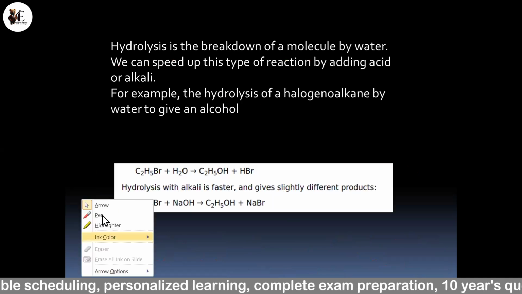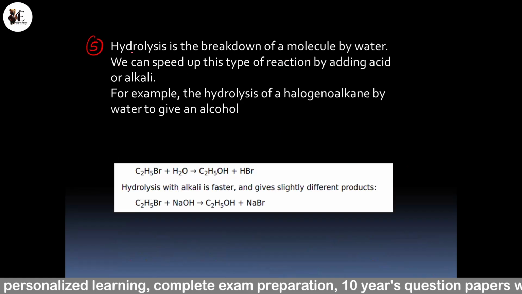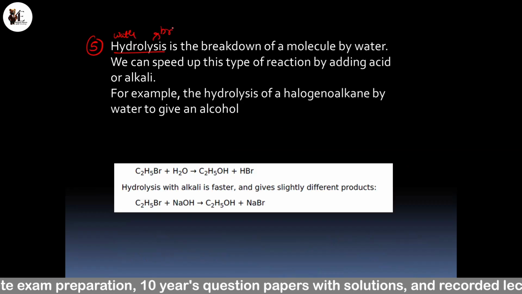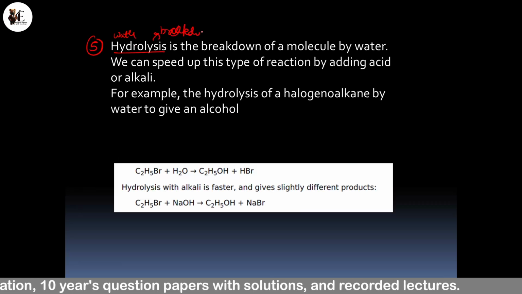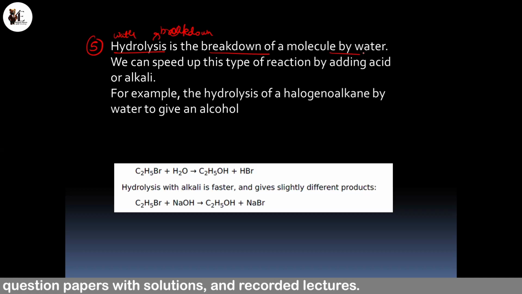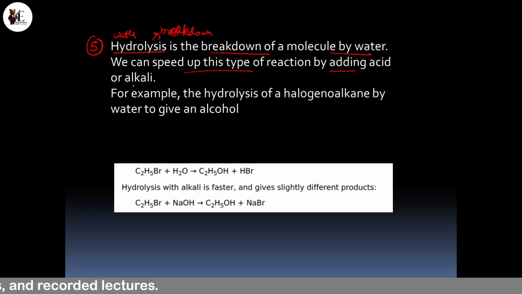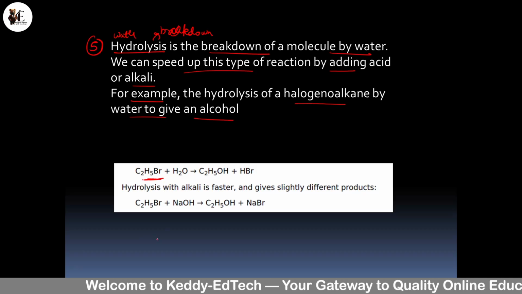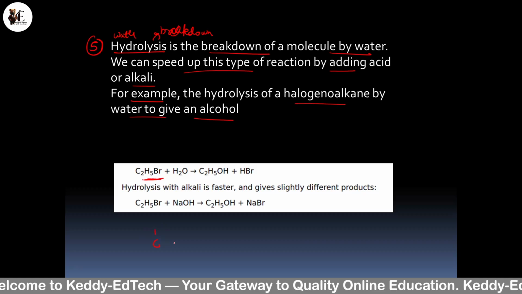Fifth reaction is hydrolysis. As the name suggests, hydro means water, lysis means broken or breakdown. So hydrolysis is the breakdown of a molecule by water. Now we can speed up this type of reaction by adding acid or alkali as a catalyst. For example, hydrolysis of a halogenoalkane by water to give an alcohol. This is an example of hydrolysis where the breakdown of a molecule happens in the presence of water. So you have C2H5.